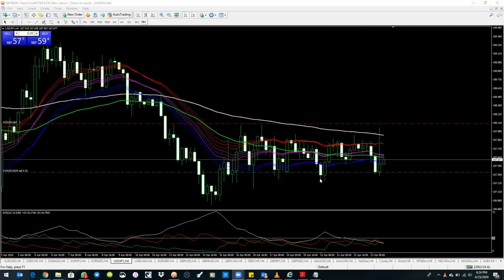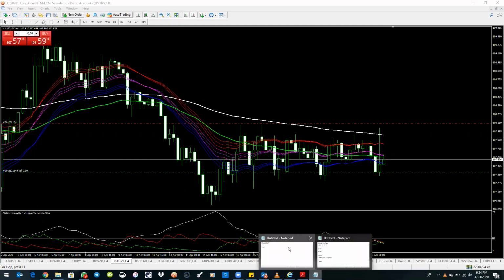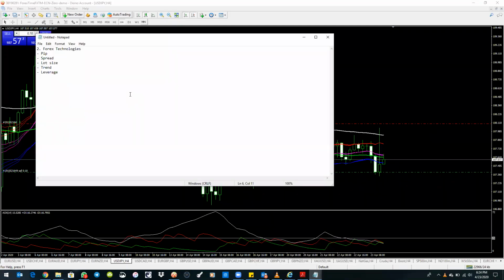So that is the pip and the pipette. I hope we are all conversant with that, so that we can now move to the next thing, which is the spread.